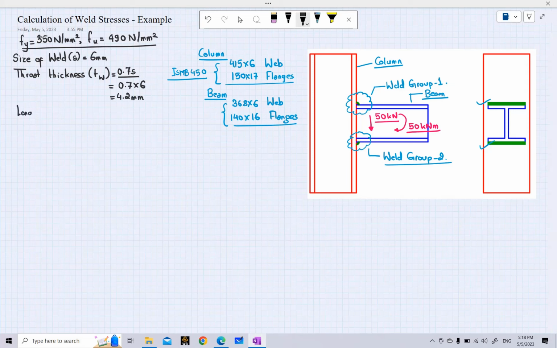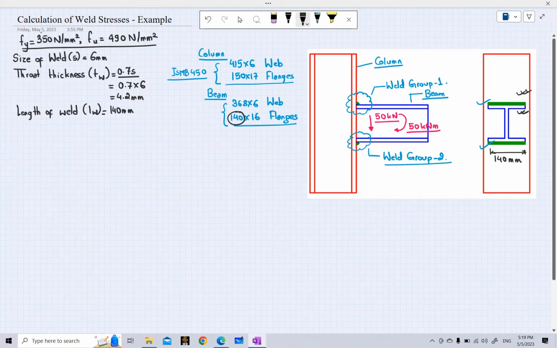And finally we can calculate the length of weld available. How will we calculate the length of weld? You can see that the weld is connecting the flanges of our beam to the flanges of our column. So the length of the weld that is available will be this length here. For both weld group 1 and weld group 2, the length of the weld is the same, and this length of the weld is equal to the width of the flange. So what is the width of the flange that we are adopting here? 140 mm. So the length of our weld available will also be equal to 140 mm. These are the parameters that we have considered.